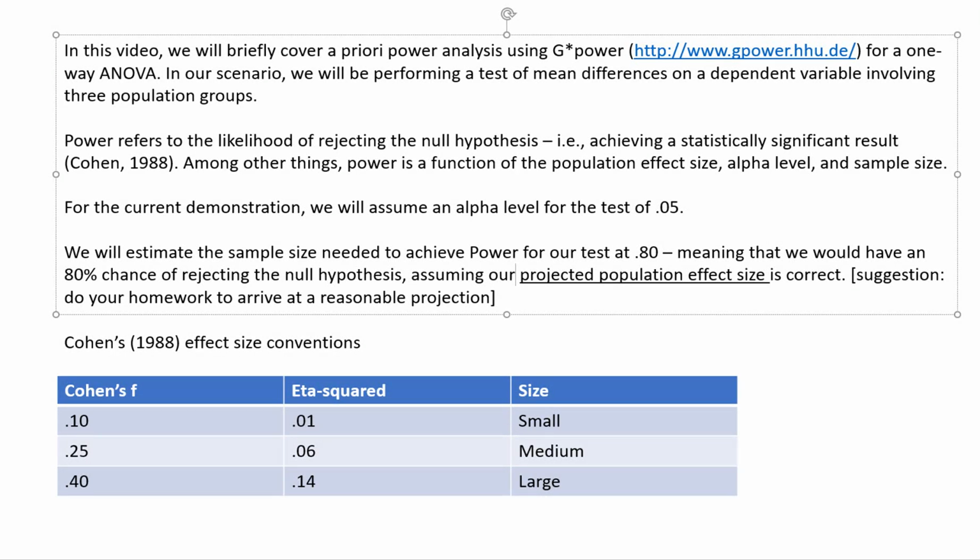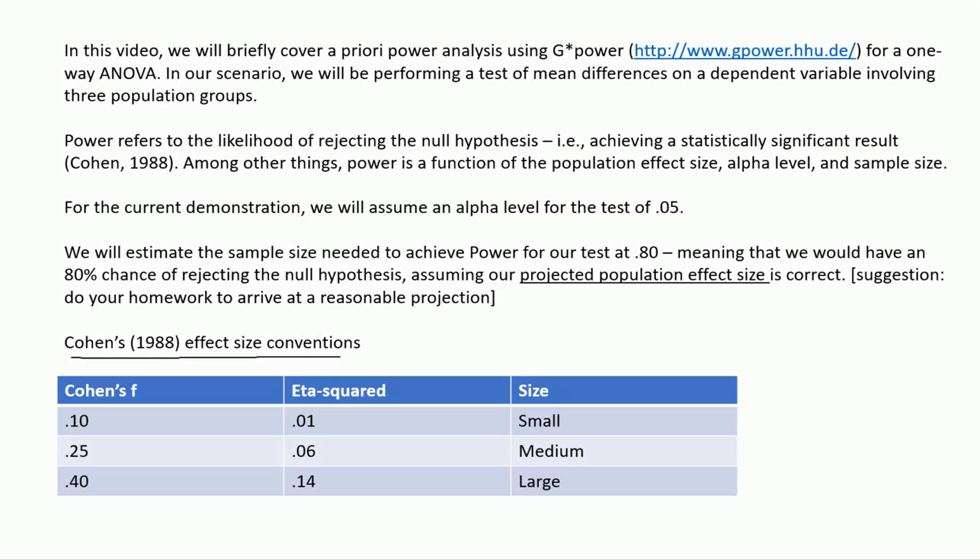And so what that means is that we need some projection of what the population effect size would be. So if our projection is incorrect, then what that can translate into is a lower powered or maybe an overpowered test. So it's a good idea to spend time doing your homework to arrive at a reasonable projection with respect to the population effect size. It's very easy for folks to spend a lot of time focusing on Cohen's effect size conventions and not thinking about what the effect size might be in the population.